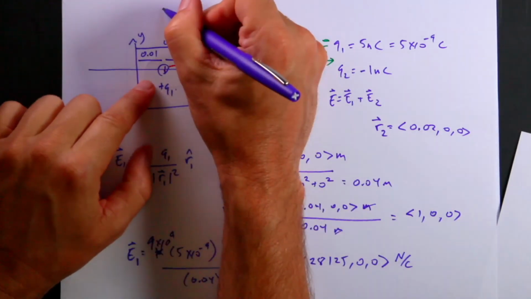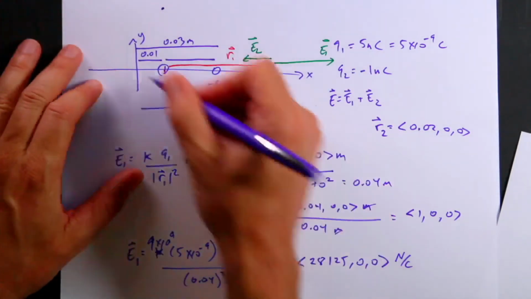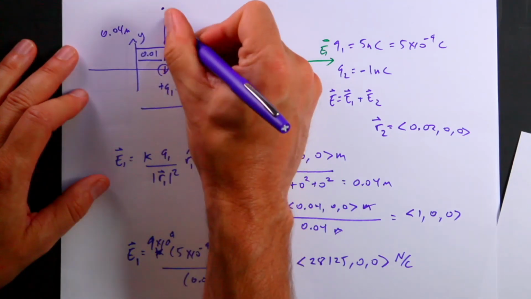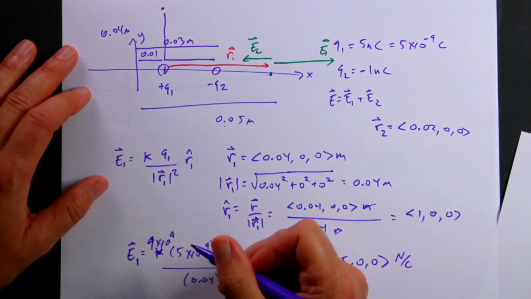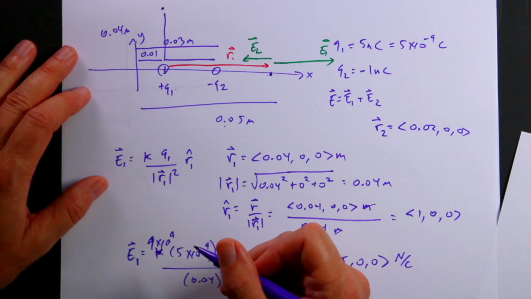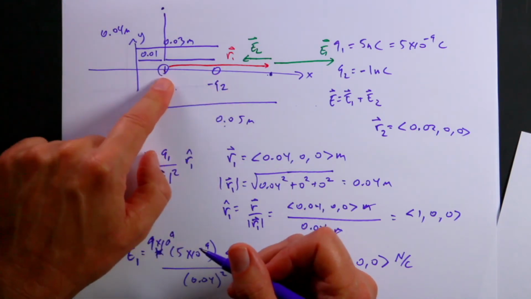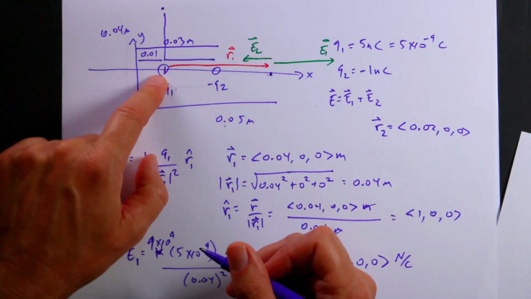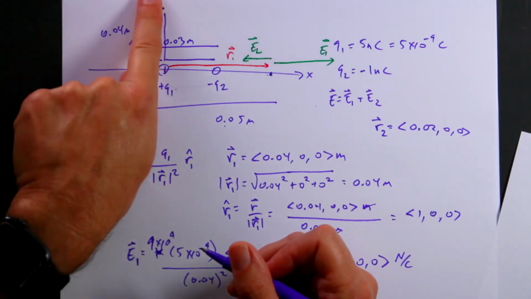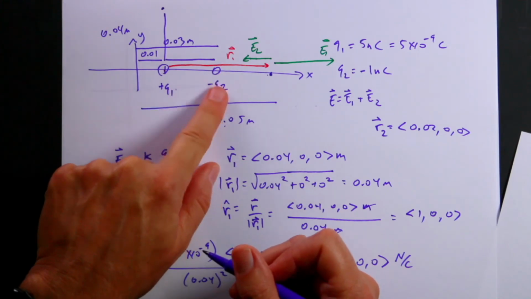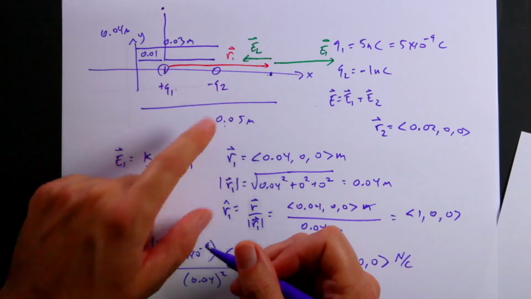So let's say I'm up here. I want to find the electric field up here, and this is a distance of 0.04 meters above that. So in that case, what's going to change? Well, I'm going to have to recalculate E1 and E2, and E1 is going to have an electric field unit vector in the y direction. But what about this one? Okay, that's the problem. What do we find for R2?